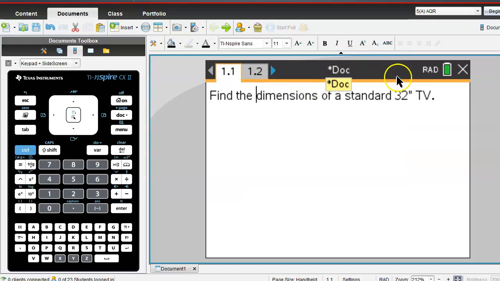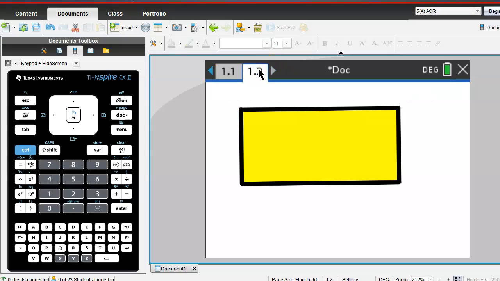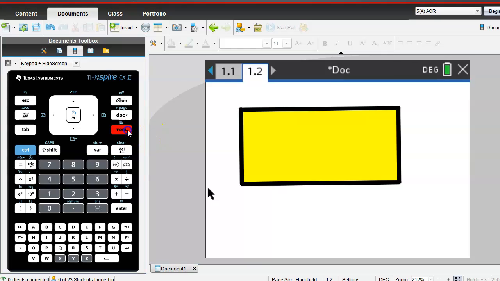Let's say I want to find the dimensions of a standard 32-inch TV. Flat screen, of course. Right? So here's my model of a 32-inch TV. Well, how do I know it's 32 inches? Because we measure the size of a TV along the diagonal.